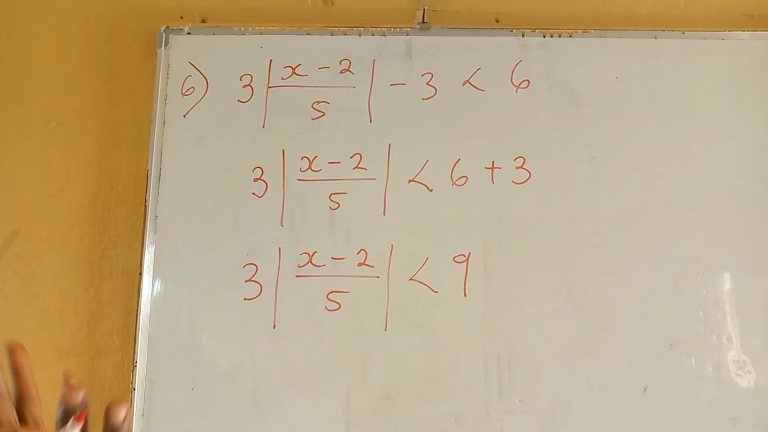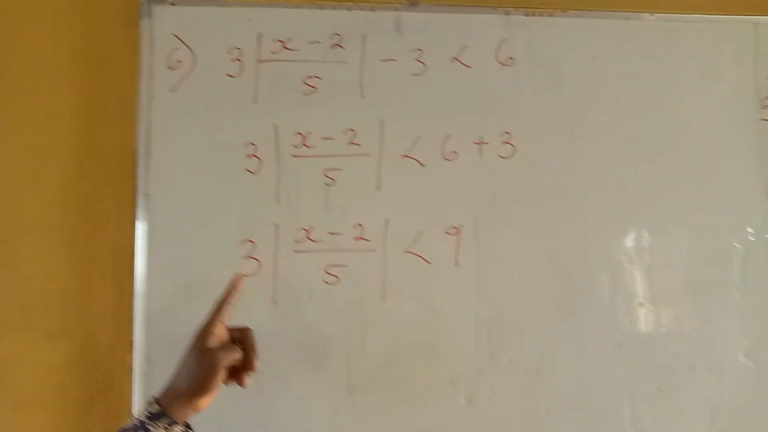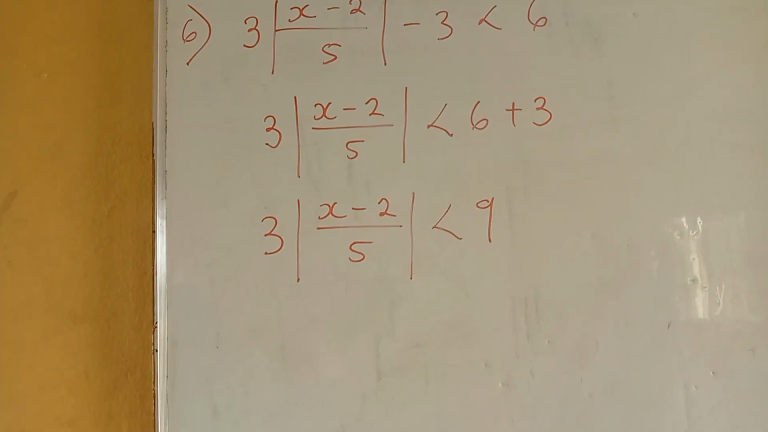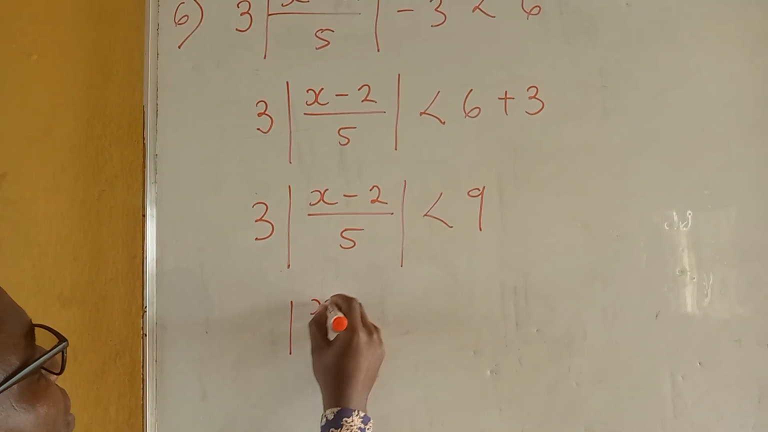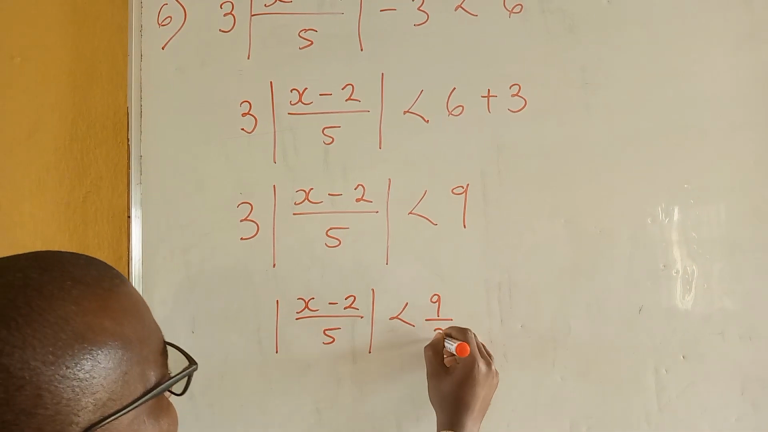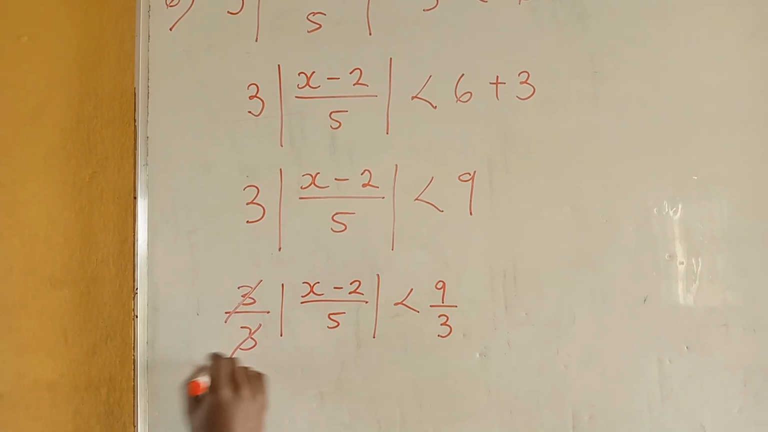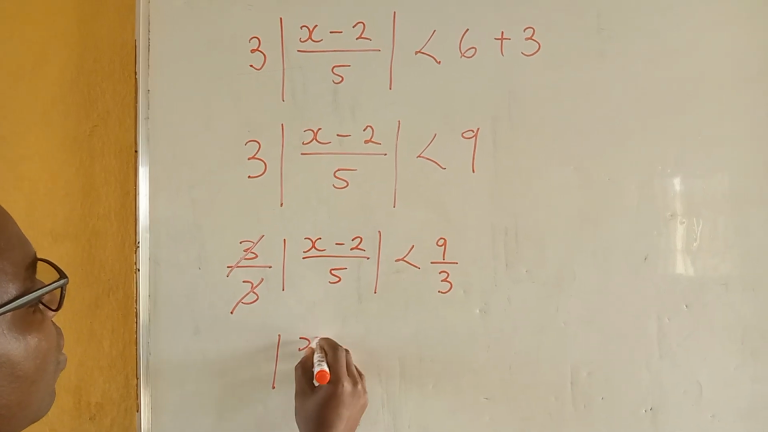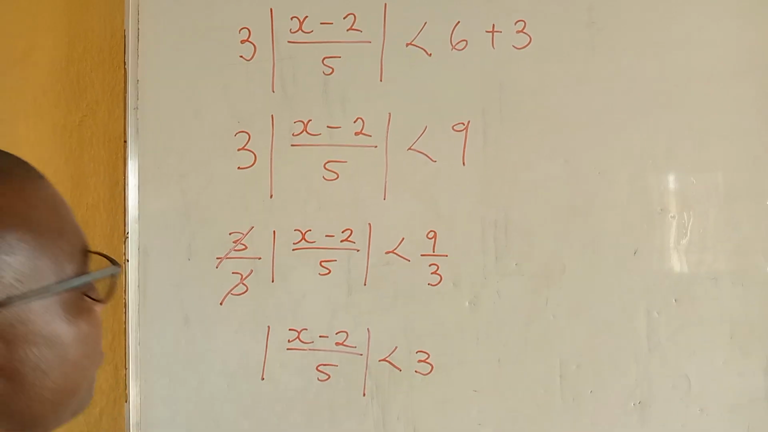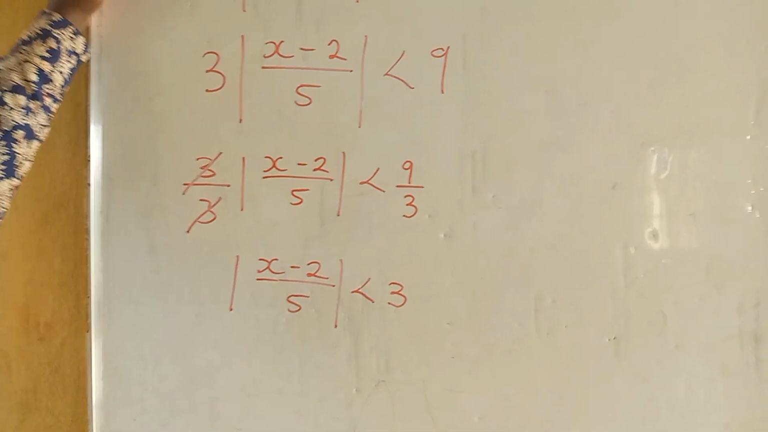At this point, the absolute value sign is still not standing alone. So I must look for a way of removing this 3. And the only way you can remove this 3 is by dividing both sides by 3. If you divide both sides by 3, you have the absolute value of x minus 2 all over 5 is less than 9 over 3. You are dividing both sides by 3. This side divided by 3 cancels out. So this will now give us the absolute value of x minus 2 over 5 is less than 3. At this point, we can now solve it because the absolute value sign is standing alone.